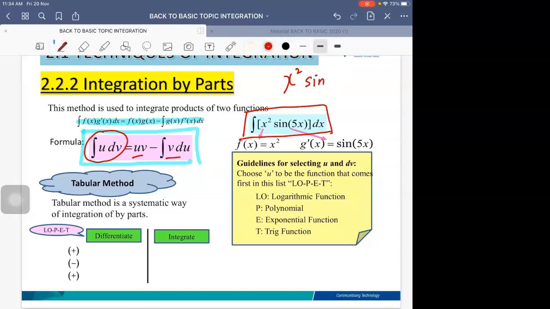Okay, you have x squared sine 5x dx. So the question is, what should be our u? What should be our dv? How to decide u and dv?